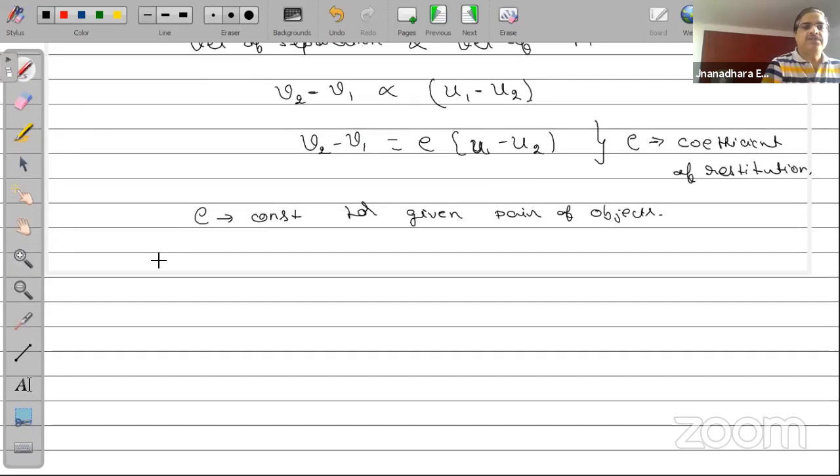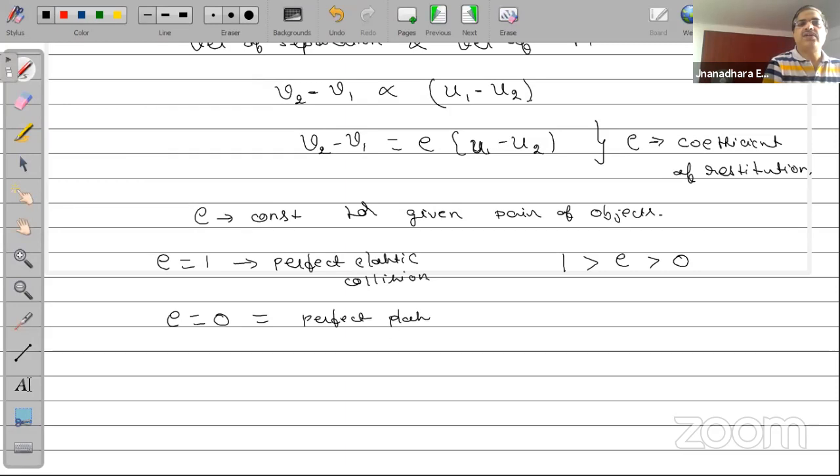Now, if e is equal to 1, what is the collision called? If e is equal to 0, what is the collision called? If e is between 1 and 0, what is it called? When e is equal to 1, it is called a perfect elastic collision. When e is equal to 0, this is called a perfect plastic collision. Somewhere in between, this is called an inelastic collision. So there are three types that you need to worry about: perfect elastic collision, perfect plastic collision, and also inelastic collision.